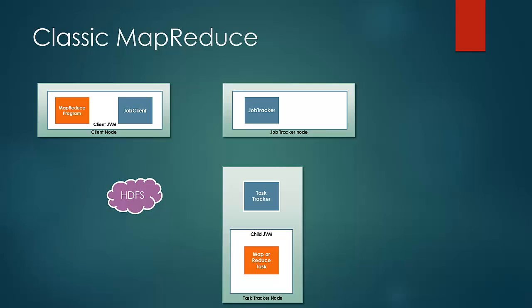As soon as the last line, that is job.waitForCompletion, executes, it triggers the job client to start the job submission process. As the first step, job client connects to job tracker and asks for a new job ID. It connects to job tracker using the address from the mapred-site.xml configuration file.